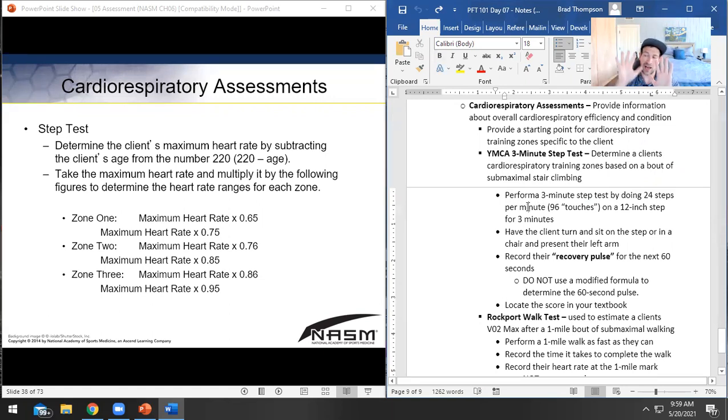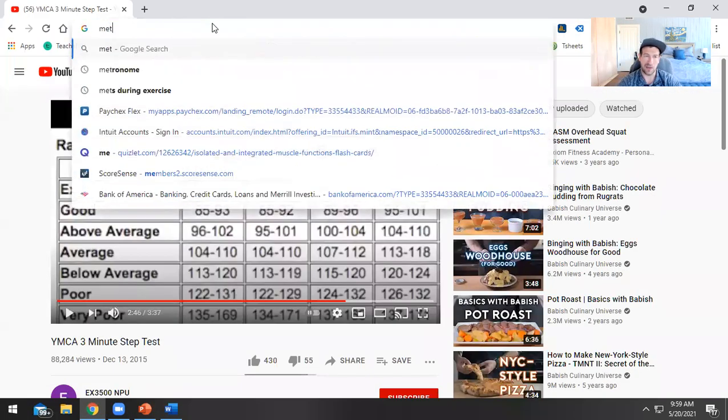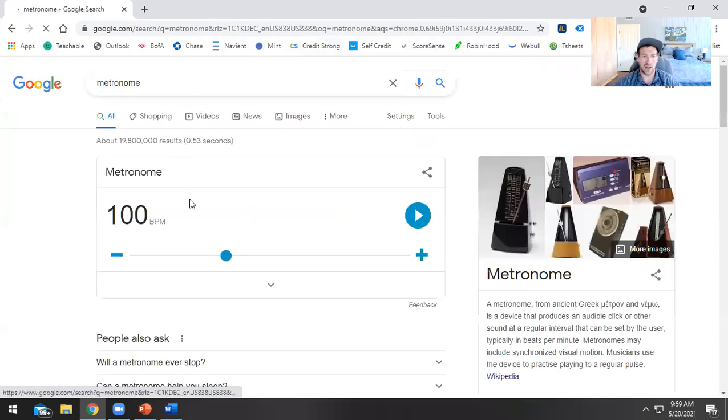That's one step. Really, that would be 96 touches overall. And you do it on a 12-inch step and you go for 3 minutes, right? So 12 inches on the step and they go for 3 minutes, up, up, down, down. And you are going to play a metronome at 96 beats per minute. So that's the pace you go at.